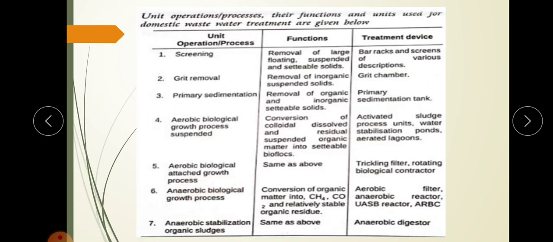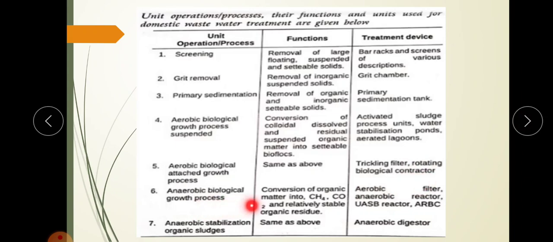In the first one, the suspended growth process, the function is conversion of colloidal, dissolved and residual suspended organic matter into settleable bioflocs. It is done using devices like activated sludge process units, waste stabilization ponds and aerated lagoons. The next one is the attached growth process. Its function is also the same, the only difference is the type of bacteria which we are using. For that the treatment devices are the trickling filter and rotating biological contactor.